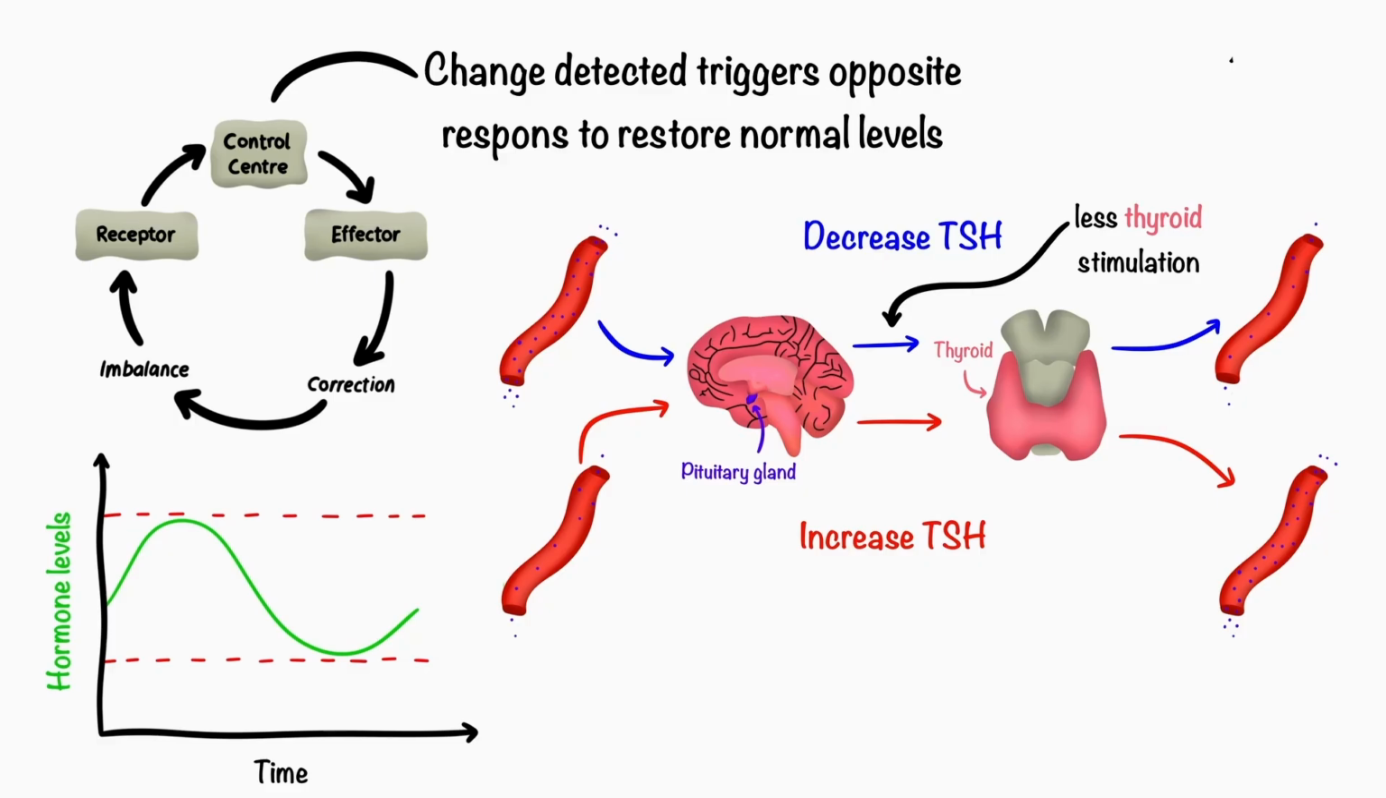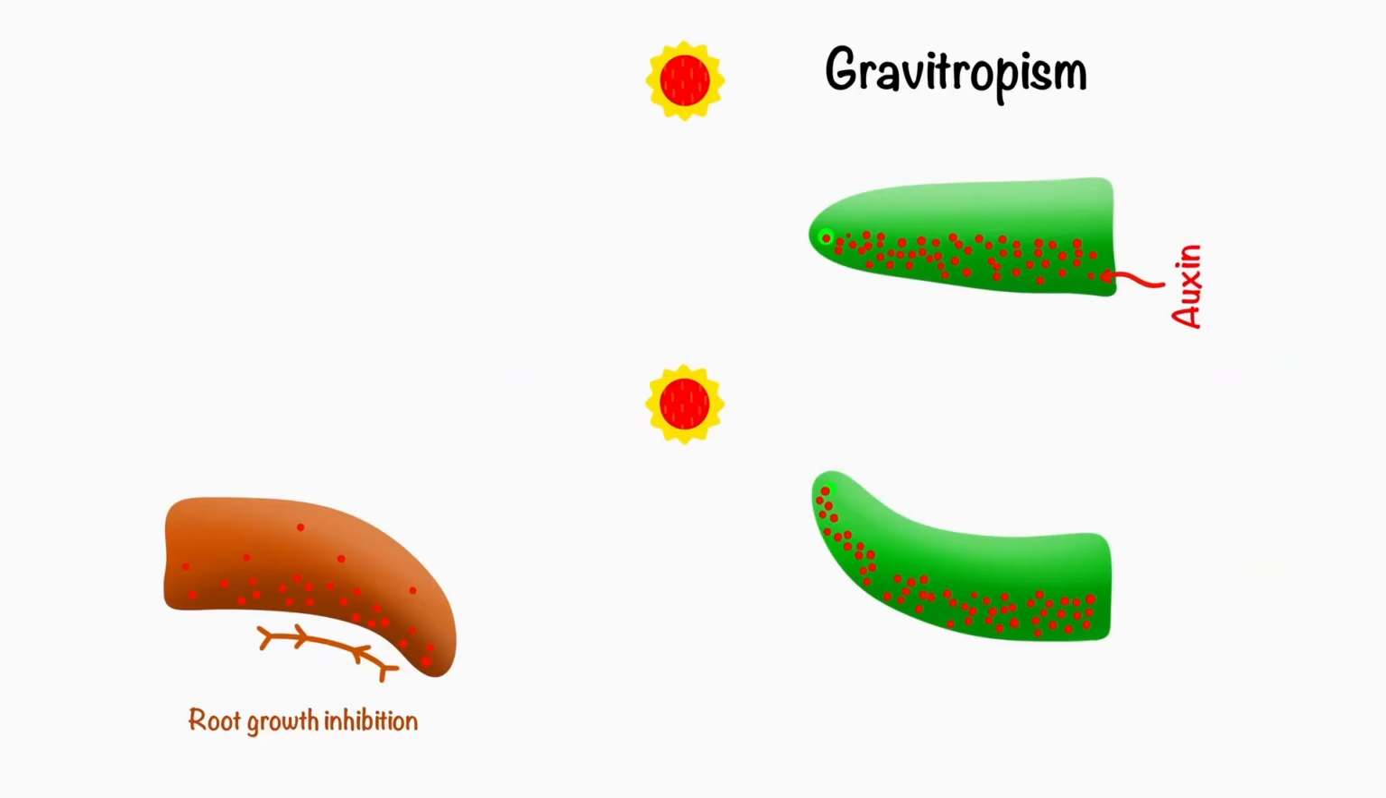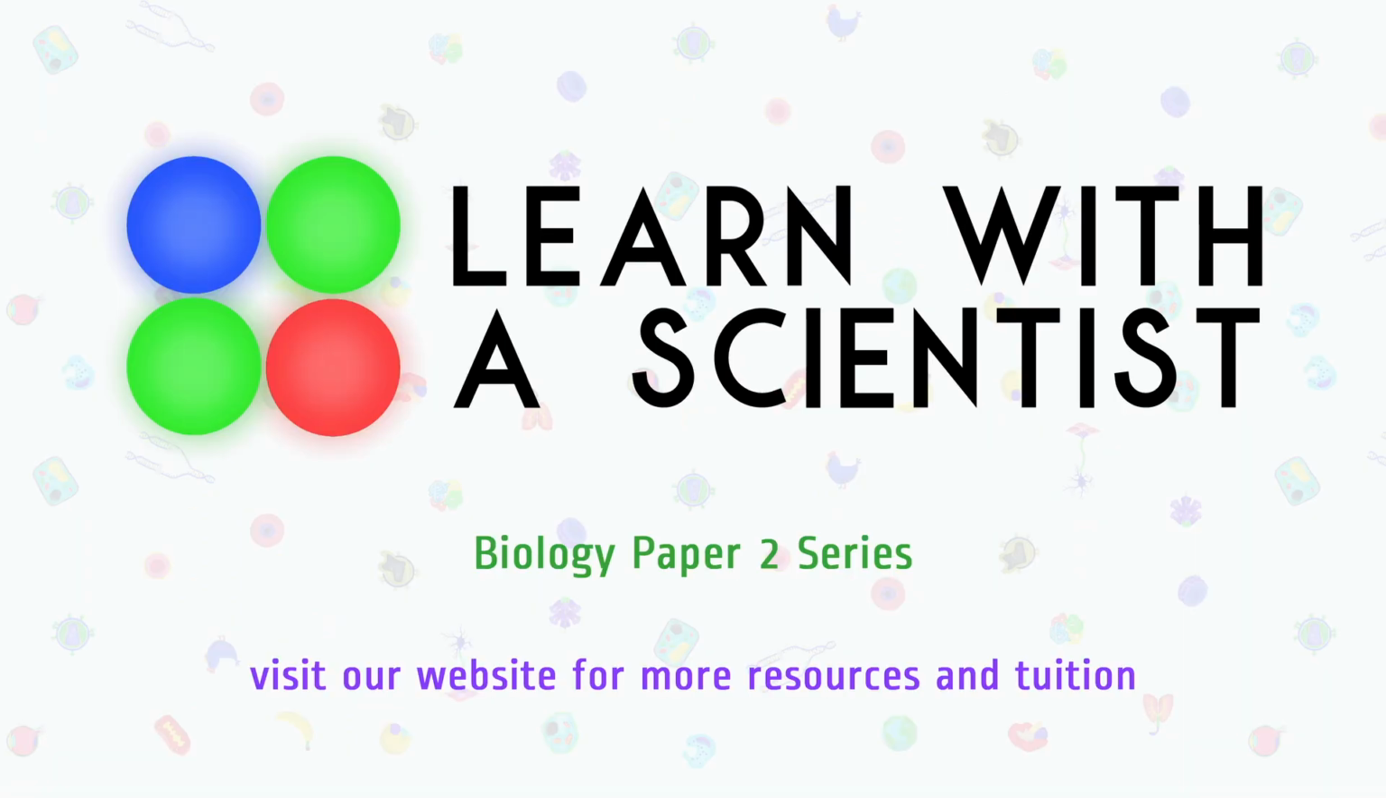Understanding how hormones like adrenaline and thyroxine work and how their levels are regulated helps us appreciate the sophisticated control systems that keep our bodies functioning properly. In our next episode, we'll be exploring plant hormones, discovering how they regulate plant behavior.